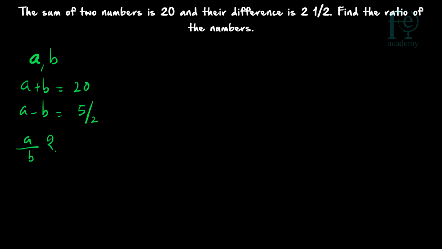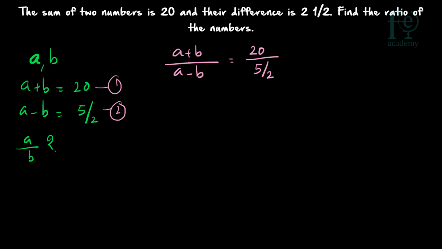So one method of doing this will be to solve these two equations. From equation number 1 and equation number 2, we will be getting the values of A and B. Then you can easily find out the ratio A by B. So here I am going to derive a shortcut formula for doing these kind of questions. When the sum of two numbers and the difference of two numbers is given, how you can find out the ratio of the numbers. So for that, let's write what is the given information. A plus B is equal to 20 and A minus B is equal to 5 by 2.